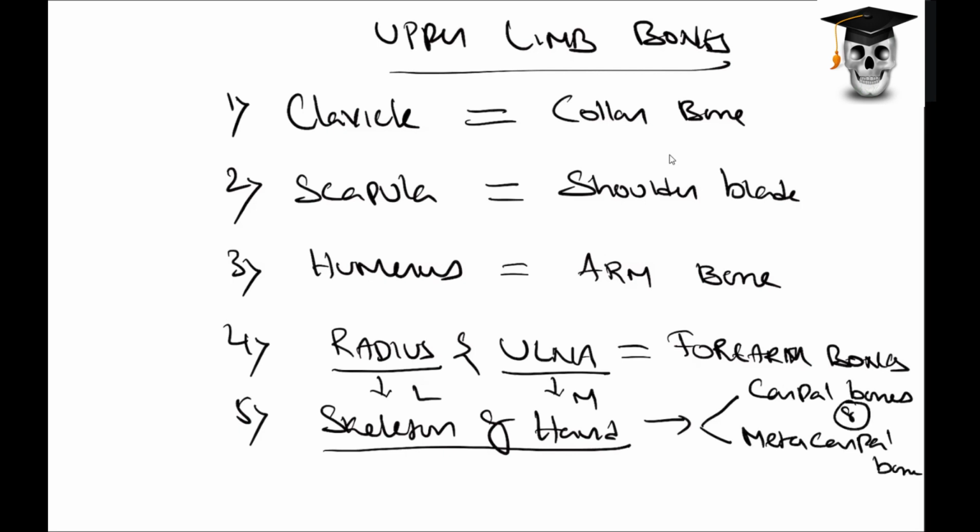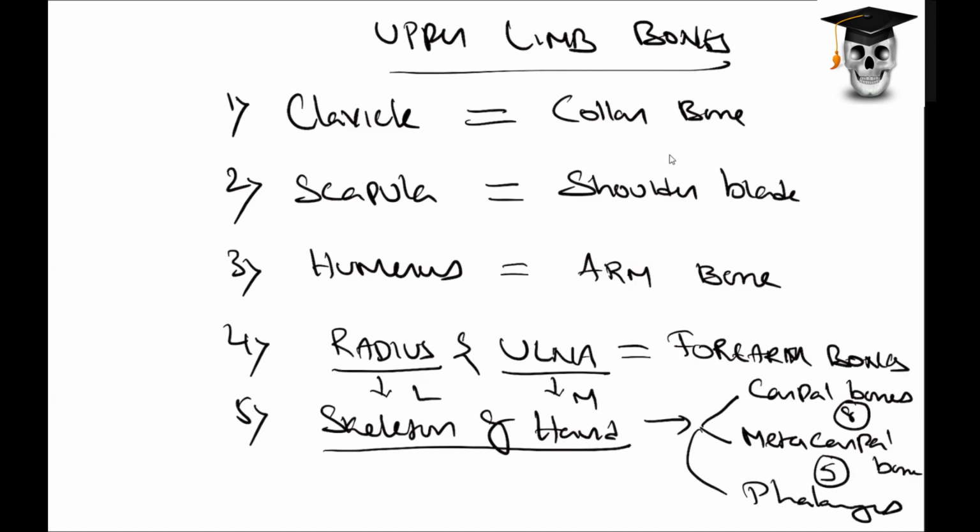How many metacarpal bones? 5 metacarpal bones. And in front of the metacarpal, or distal to the metacarpal bone, you have another miniature long bone. They form the skeleton of your fingers. You call them phalanges.